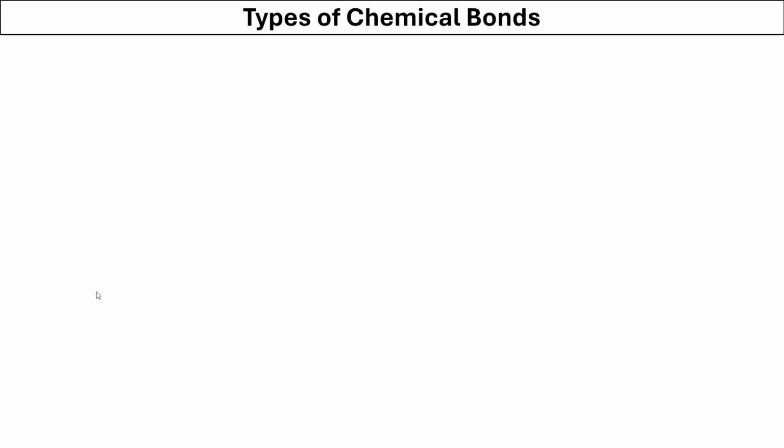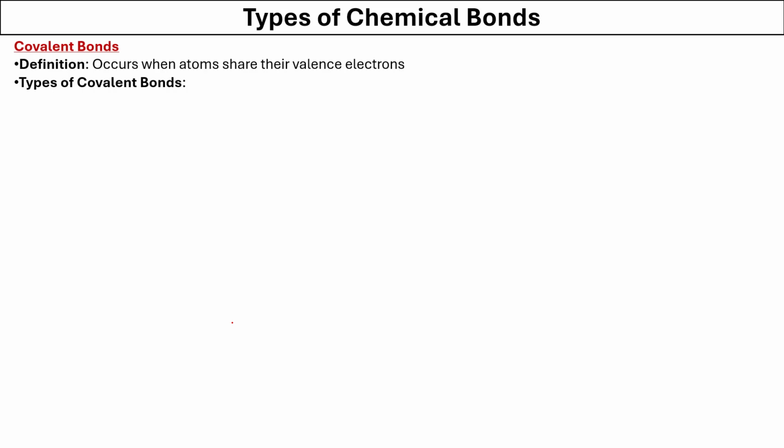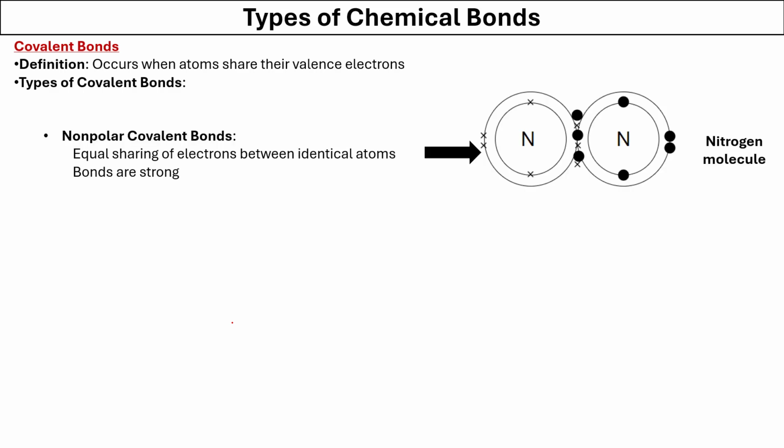So atoms come together to make chemical bonds to form molecules. The first type of chemical bonding is called covalent bonding, in which the atoms share their valence electrons. First example is non-polar covalent bond. The non-polar covalent bond occurs between the same kind of atoms. Here you have the example of nitrogen.